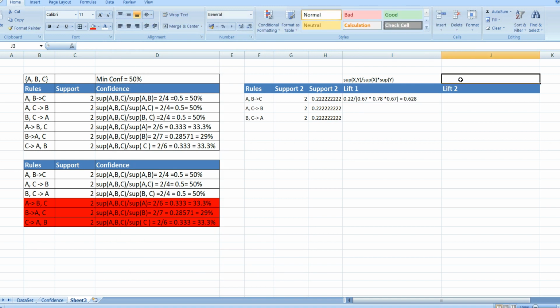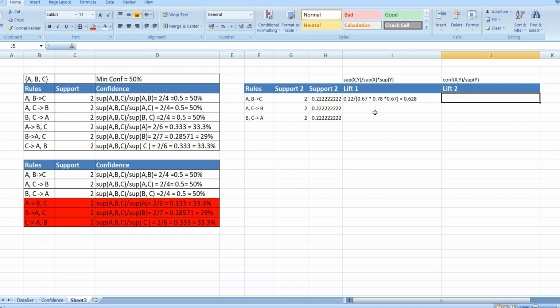The second option that we have also highlighted is where we say confidence is calculated by saying confidence of A, B, C, let's take confidence of X and Y divided by the support of the right side, which is Y. This is the second formula that we're going to use. Let's see what result it gives us.